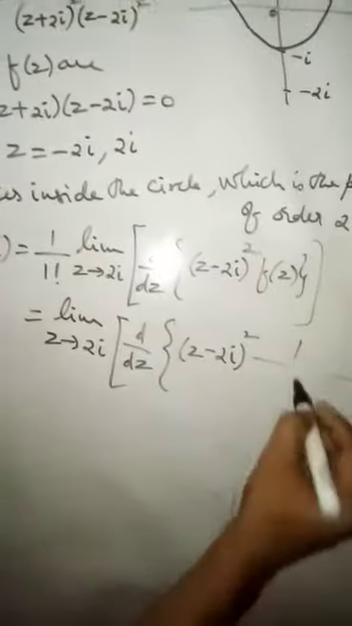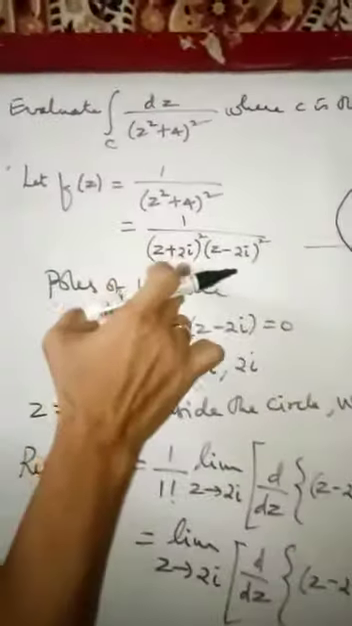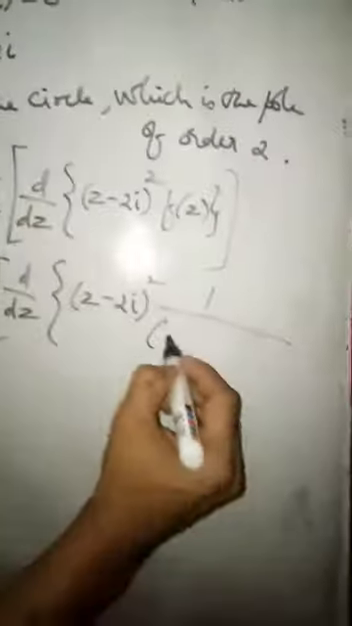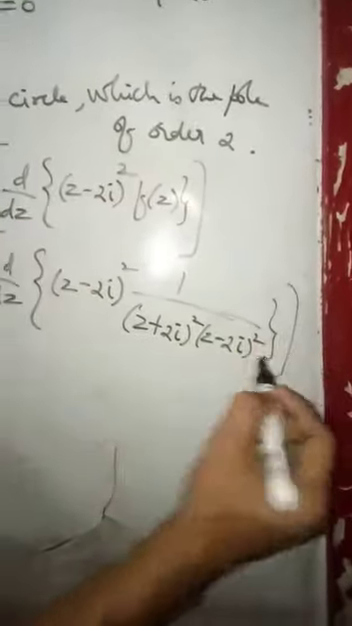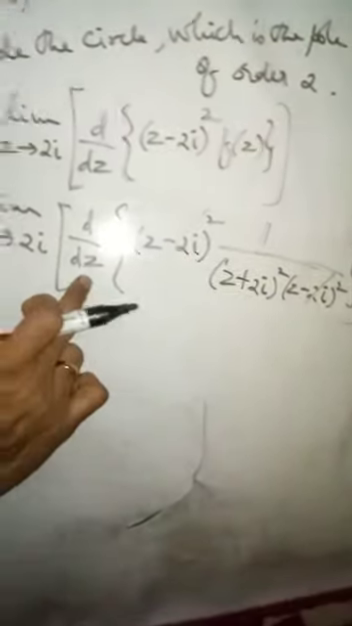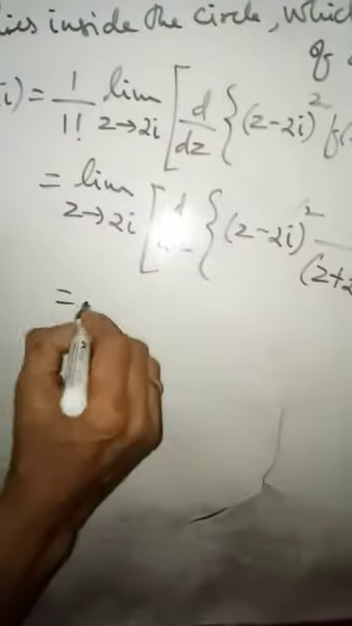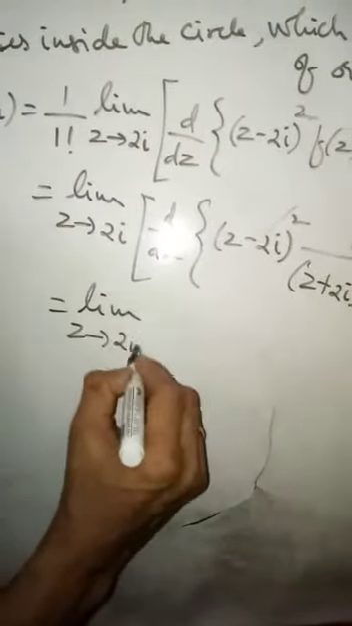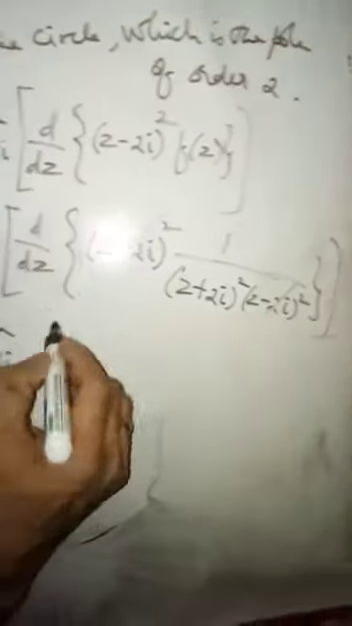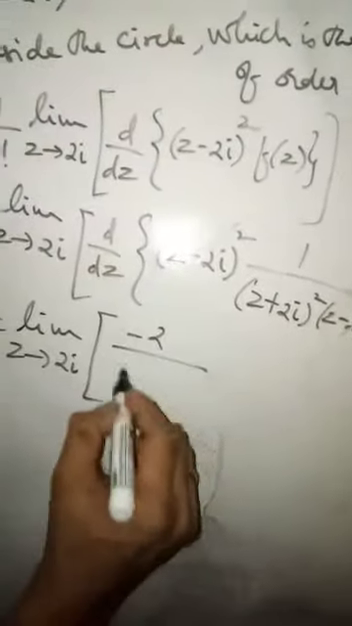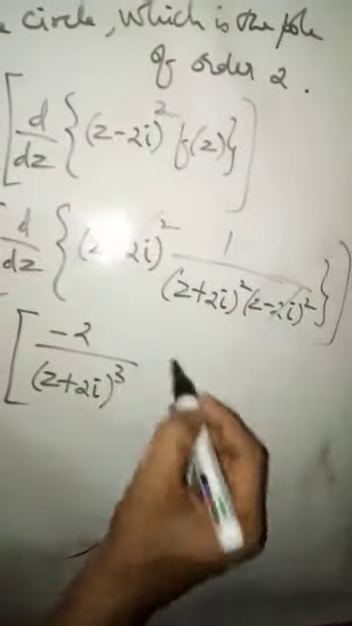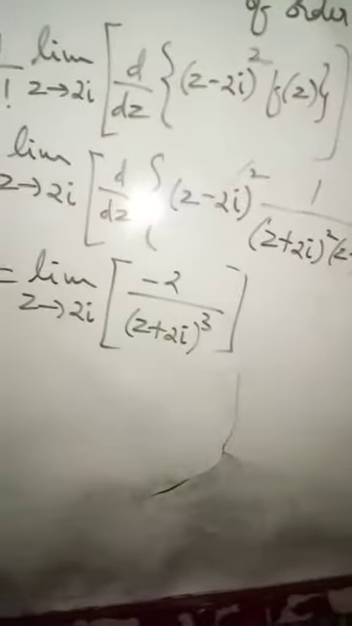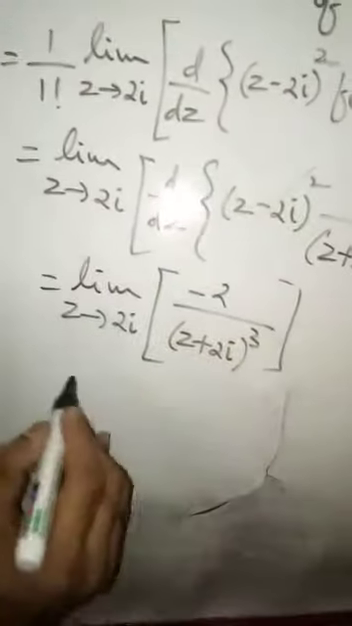Now write f of z in this form. Now you can cancel this factor. So (z minus 2i) whole square gets cancelled. Now you have to differentiate this one time. d by dz of this function means you have to differentiate. What is the differentiation of 1 by x square? This is of the form 1 by x square. Differentiation of 1 by x square is minus 2 by x cube, into the differentiation of this factor, which is 1, no need to write that. So we have differentiated this. Now you can apply the limit.